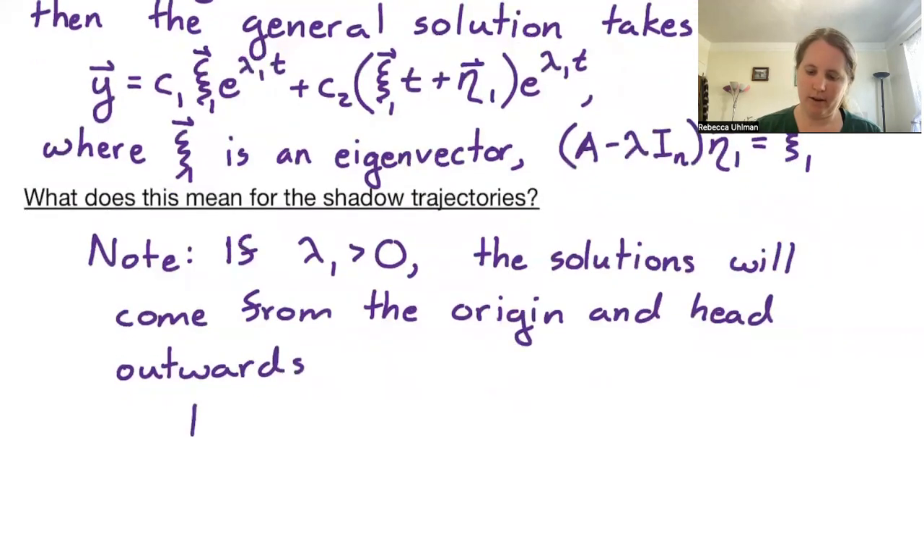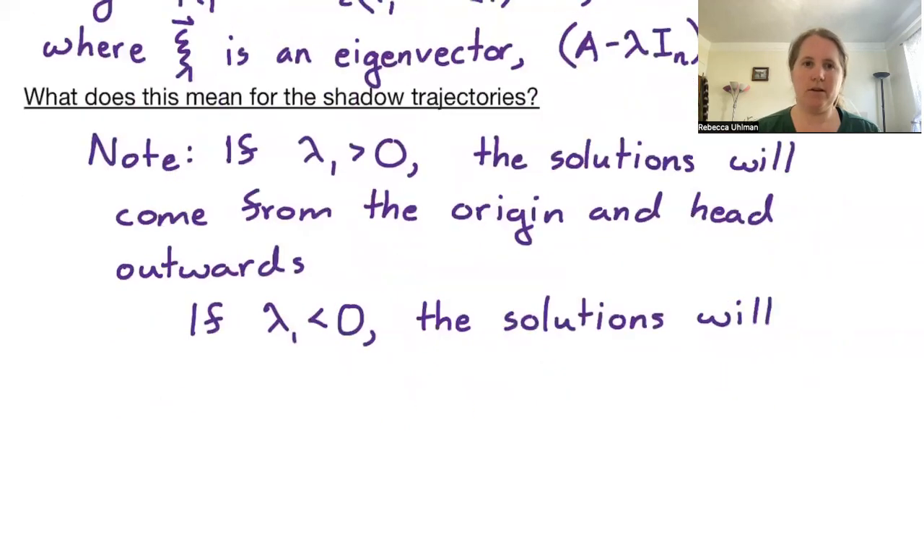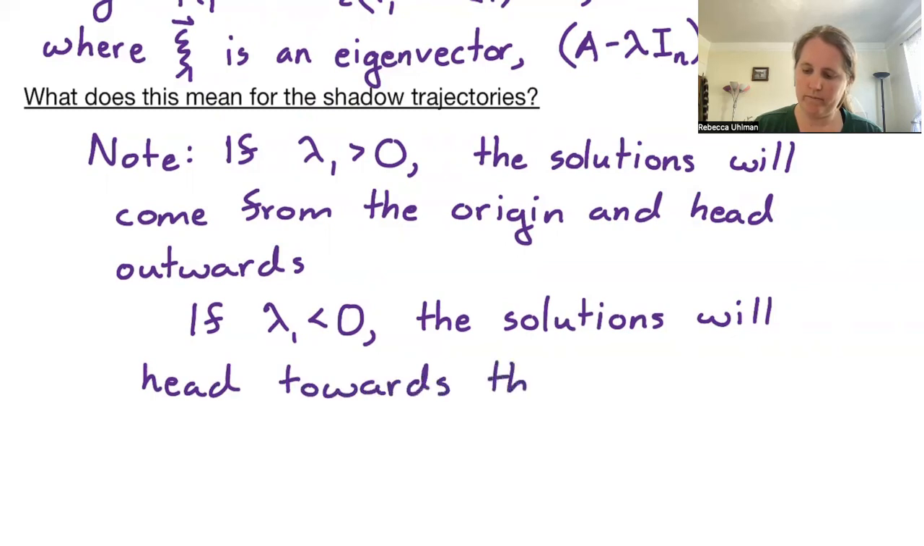On the other hand, if lambda 1 is less than 0, then the solutions will start far out and head towards the origin. We'll focus on those two cases first.